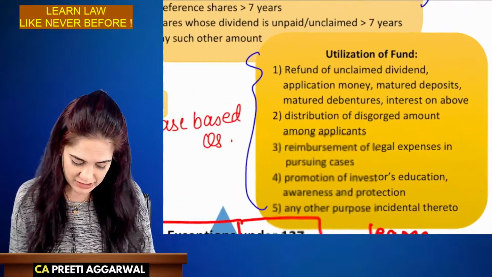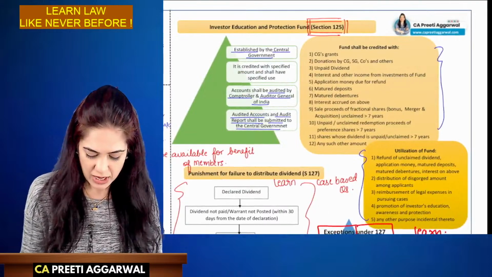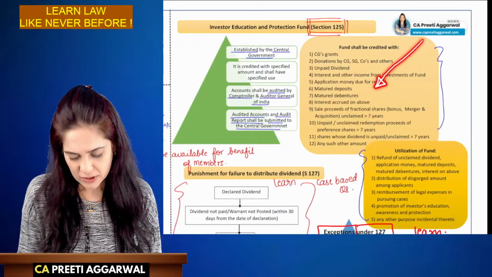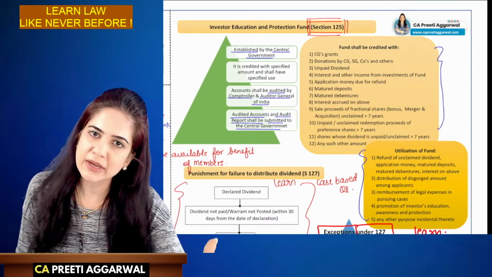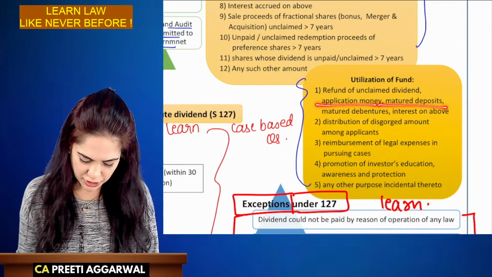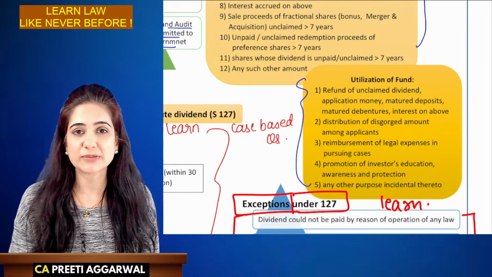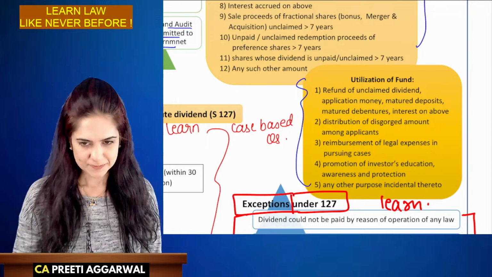How will you utilize it? For refund of the unclaimed dividend. See, it is very simple. I had credited over here. Now, if somebody is coming to claim it, I will give it from here only, no? So, application money, matured deposits, everything. Now, distribution of disgorged amount. Now, what is the meaning of disgorged amount?